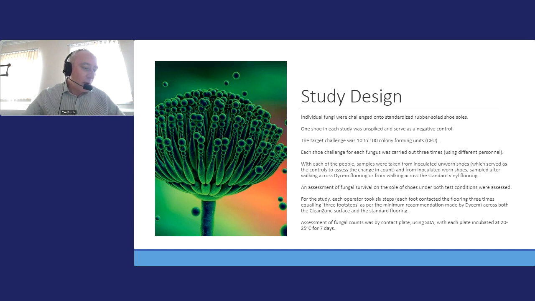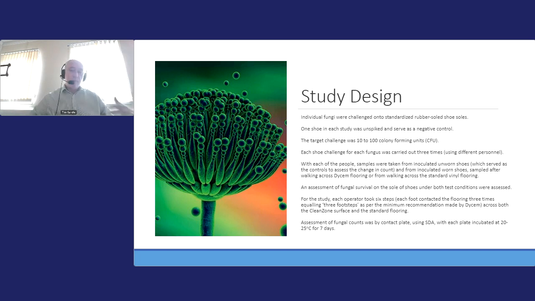So we ran a study where individual species of fungi, which I'll show you in a moment, were individually challenged onto standardized rubber-soled shoes. These shoes were previously unworn and had been decontaminated with 6% hydrogen peroxide. There was also one shoe set that was unspiked, and this served as a negative control. The target challenge to the sole of each shoe was between 10 and 100 colony-forming units of each fungus, and each shoe was repeated 3 times for each fungus.